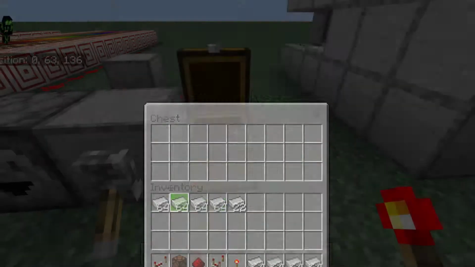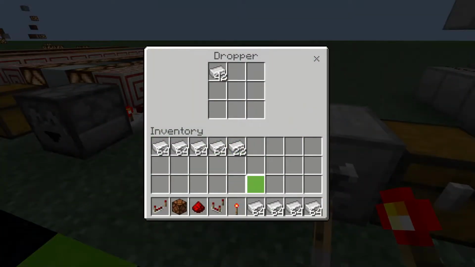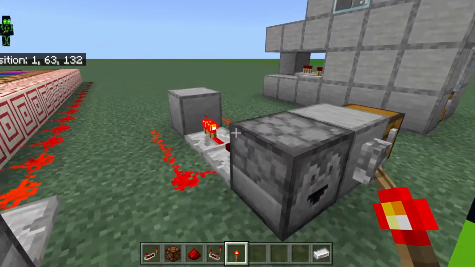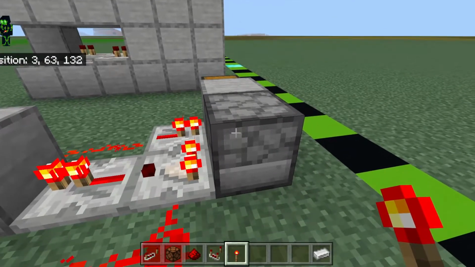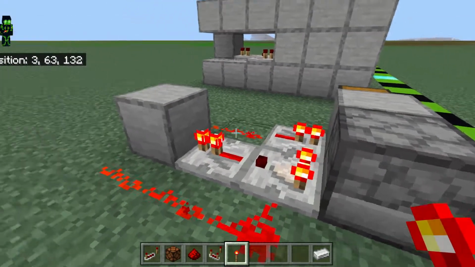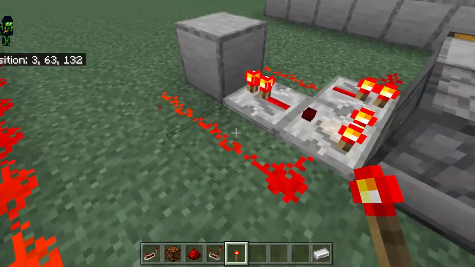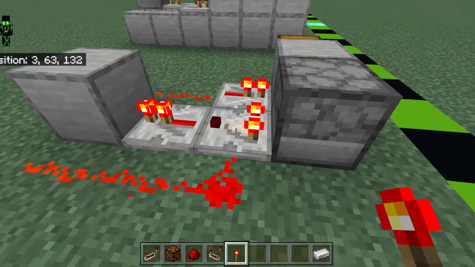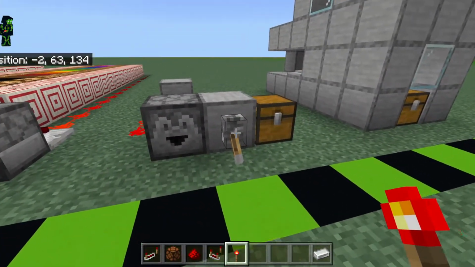The important thing to note here is that if you get a higher signal strength than 14 or more, it's going to lock the system up because this side here is no longer strong enough to turn the comparator off.